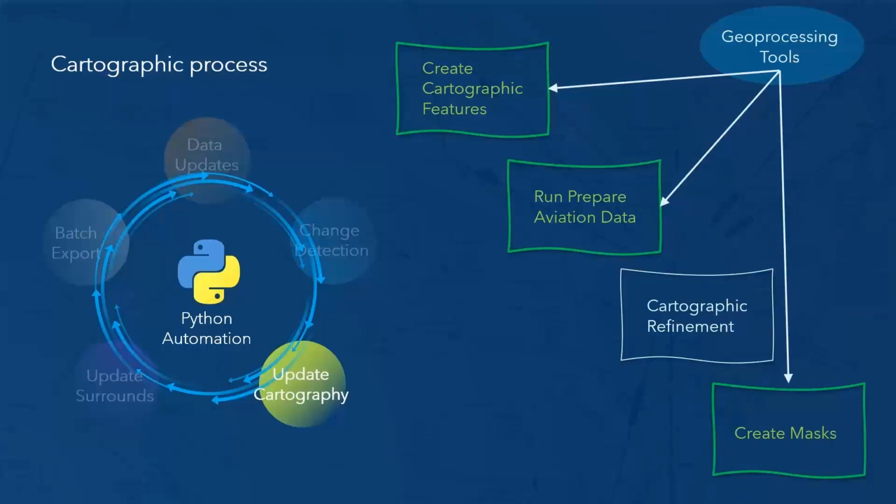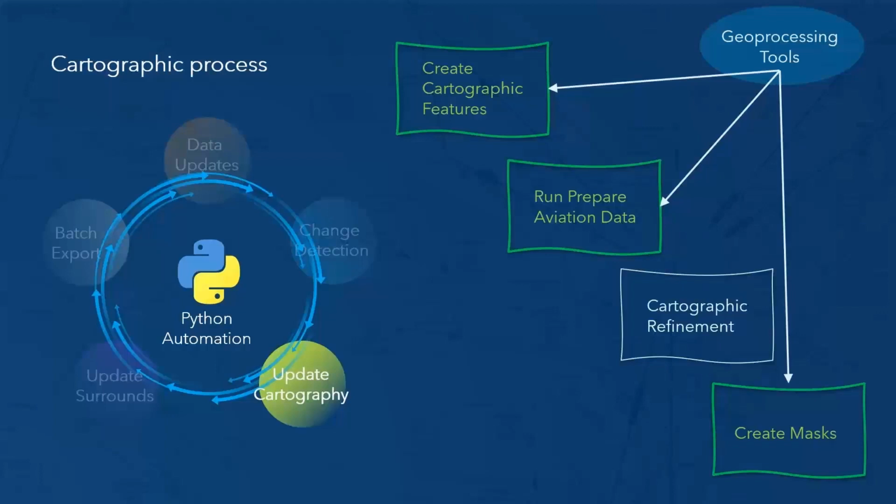Then we run prepare aviation data, which is really a data mining exercise and process, followed by cartographic refinement. You can look at this as more the manual kind of cartographic placement. We're going to do a lot of the automated placement through the solution on its own, but there's going to be areas of congestion that users need to go in and actually refine some of the placement, and then finally the mask generation.